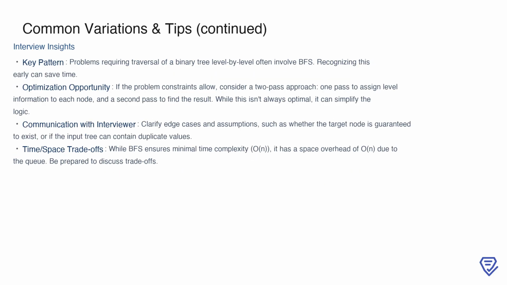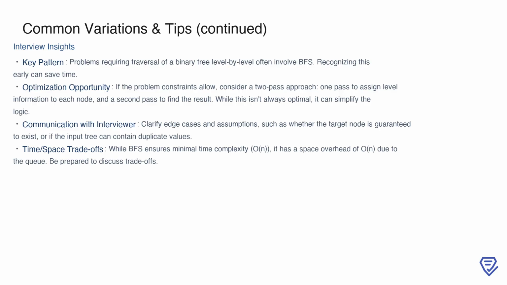Now, let's discuss some insights that can help during interviews. A key pattern to recognize is that problems involving level-by-level traversal of a binary tree almost always require BFS. Identifying this early can save you time and mental effort. Additionally, if the problem constraints allow, you might explore a two-pass approach. In the first pass, you can assign level information to each node, and during the second pass, you can use that information to find the result.